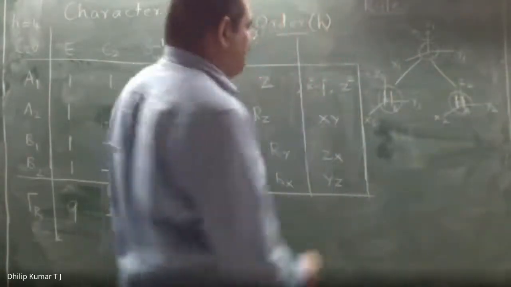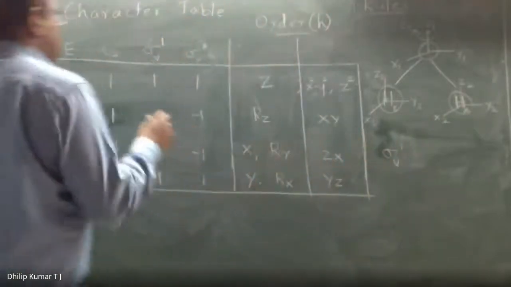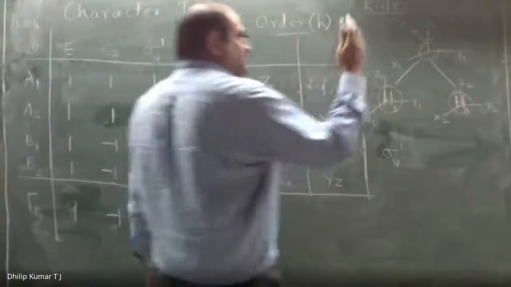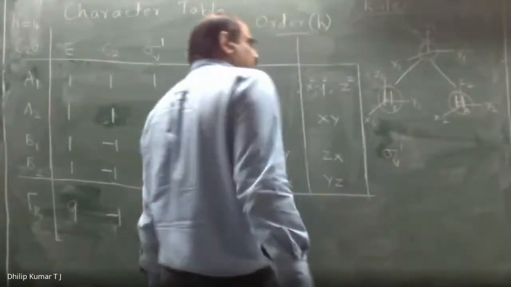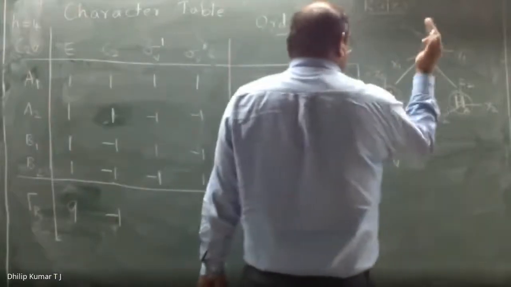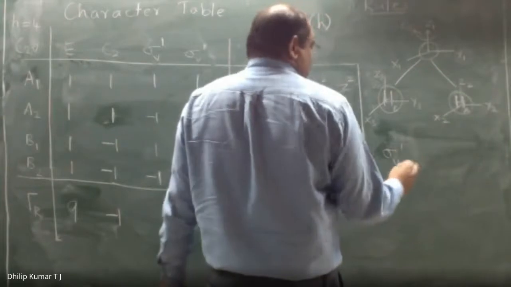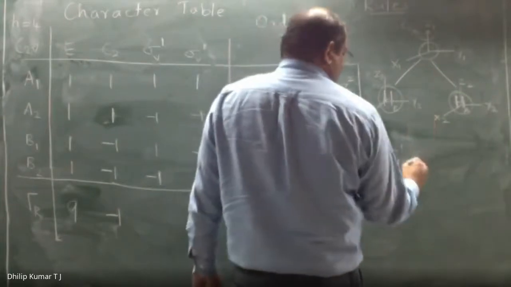To perform sigma V prime, let's keep the notation. Sigma V prime means bifurcating, I mean dissecting the molecule into two halves. You're just slicing it, just cutting it. It goes into two slices. So for sigma V prime, basically what we are doing is the XZ plane.